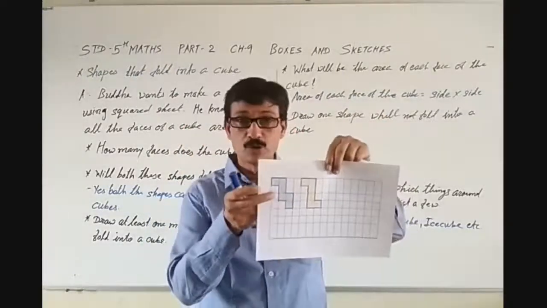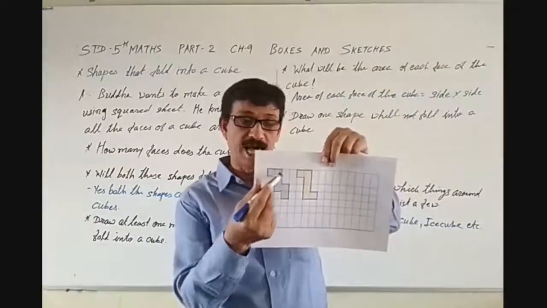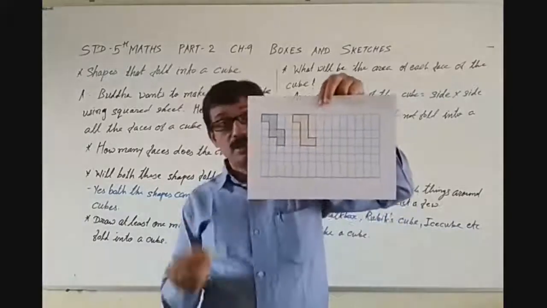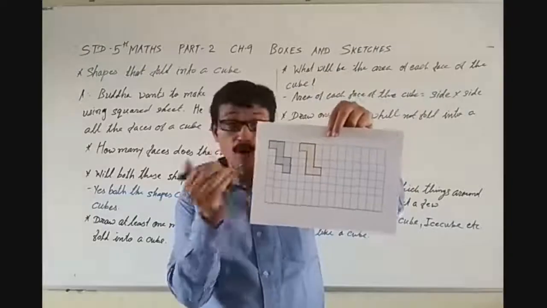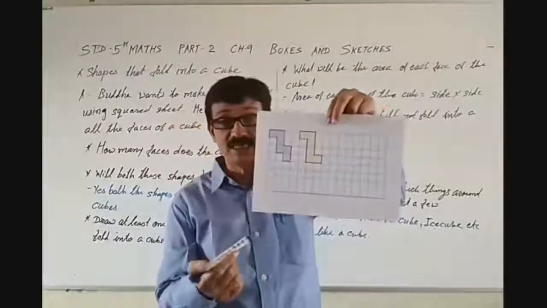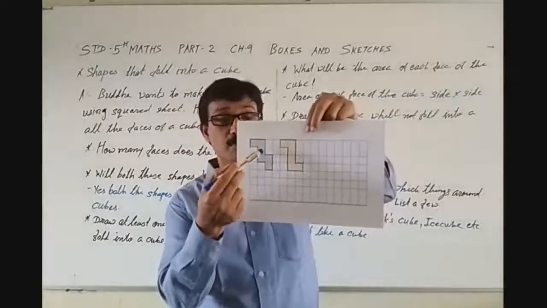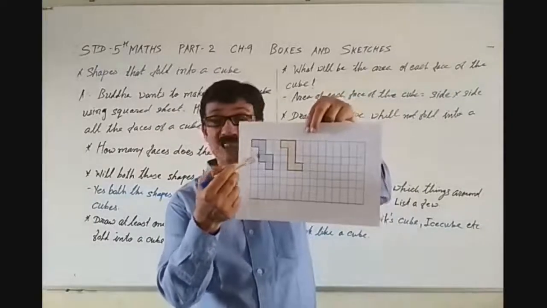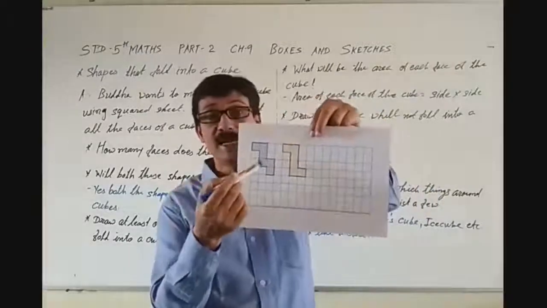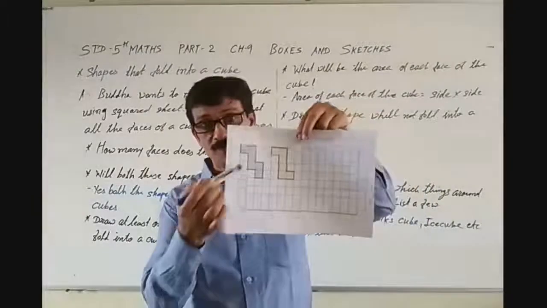So from this also all the boxes are square, isn't it? That means what? From this, if we cut this shape and then fold this shape, all these are the same, all these are squares. That means we will be able to make a cube from this one.